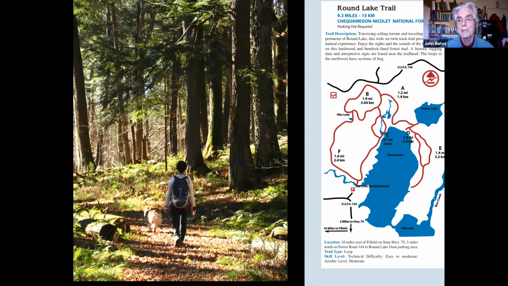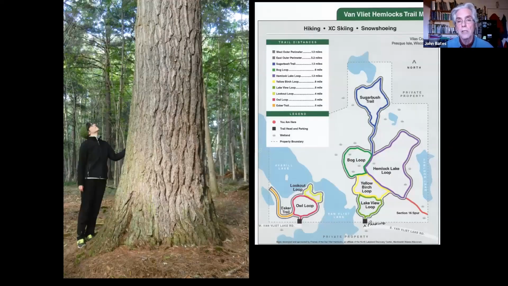Van Vliet Hemlocks in Vilas County, a great series of trails now developed, owned by the BCPL a while back and sold to the DNR and established then as a state natural area. And the Friends group has built all these trails. This is a fabulous place to walk in to see old growth.